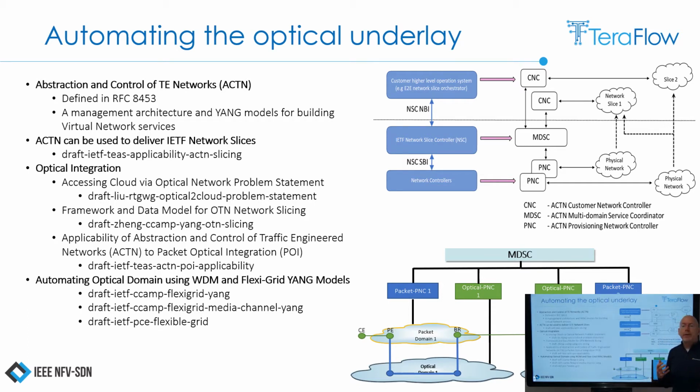Now, you might use the ACTN framework to manage domains of technology. They could be hierarchical or vertical domains. But you may also want to deploy network slicing, and in TerraFlow, network slicing is a key requirement for how we deploy and manage services. So this framework essentially can be mapped to something called network slicing, specifically IETF network slicing. And there's a second document that's being developed by the IETF called the applicability of ACTN to slicing.